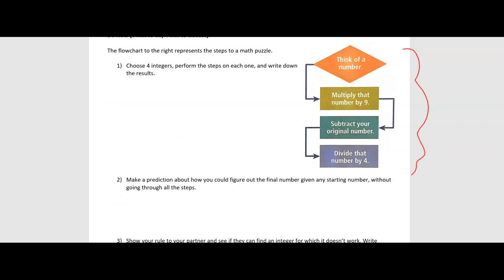And you are going to follow those steps and perform those steps for 4 integers. So again, if you don't remember what integers are, they start at 0 and they go in both directions, positive and negative whole numbers. So pick 4 of these, perform those operations on all 4, and write down your results.